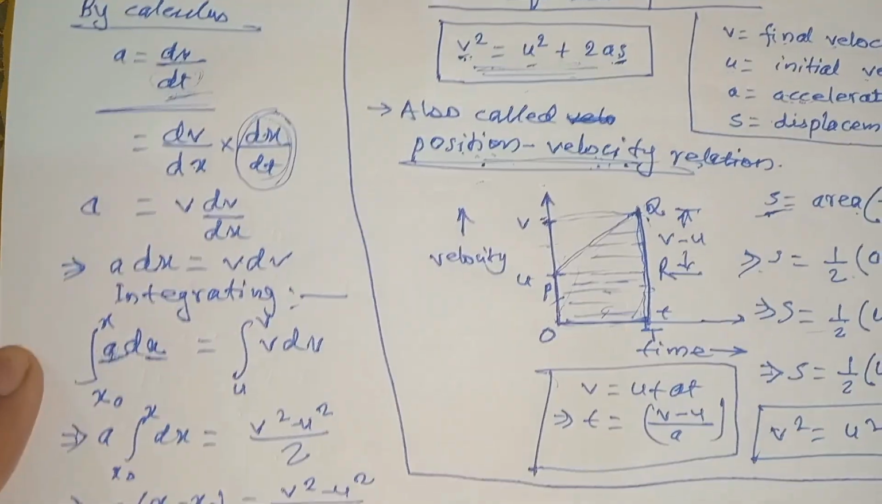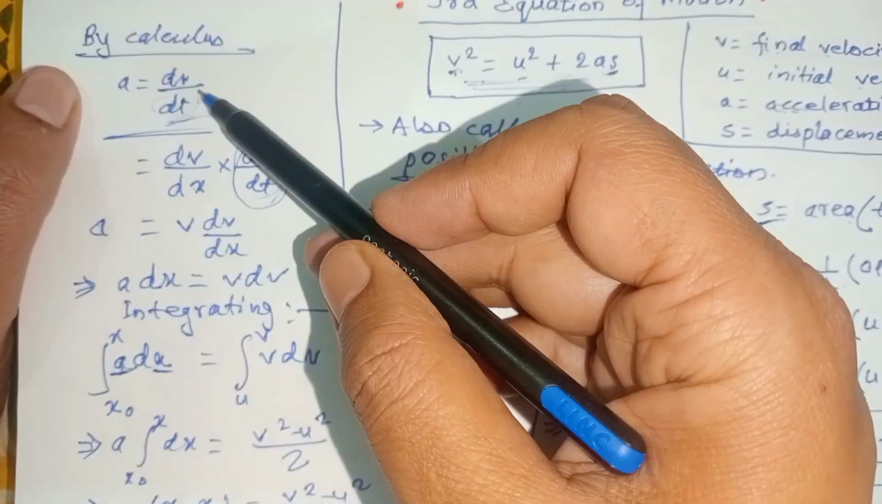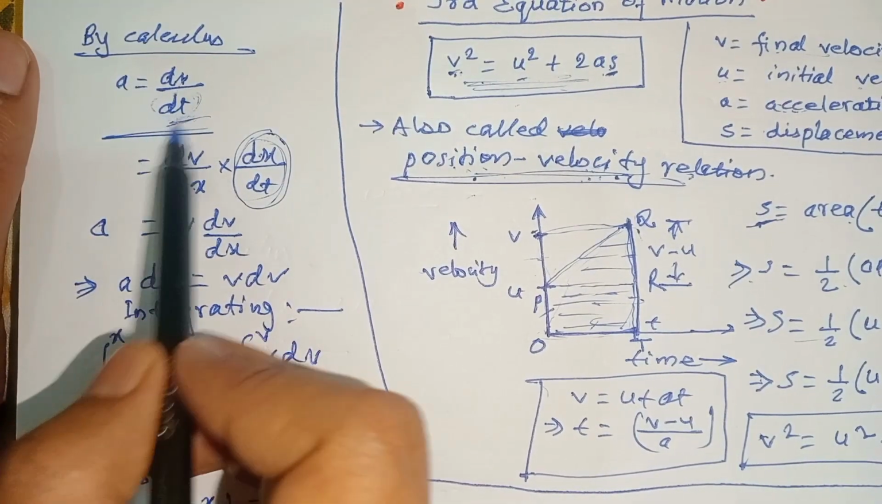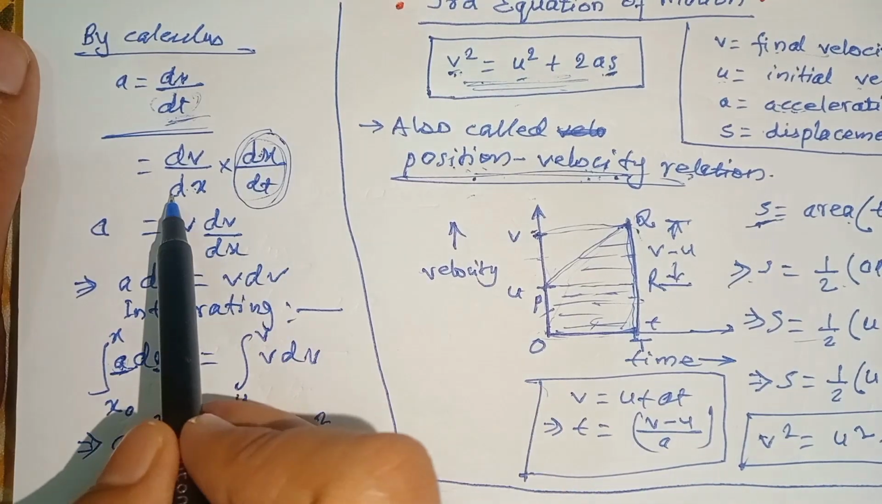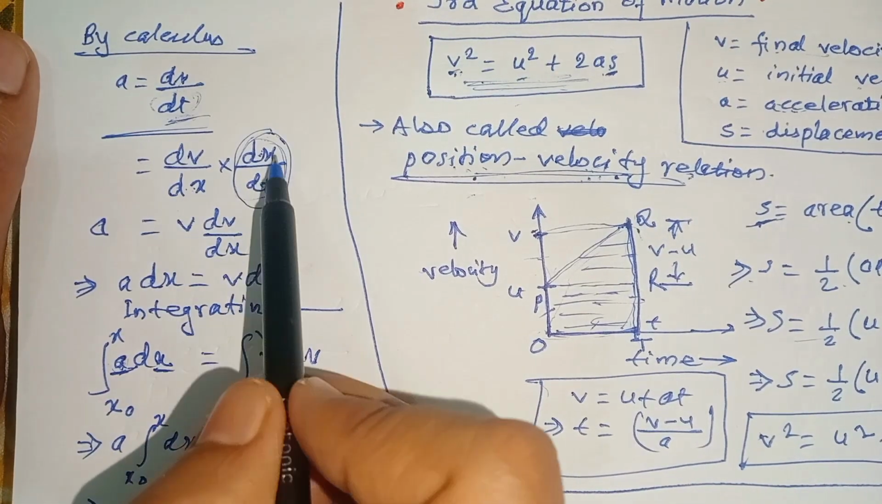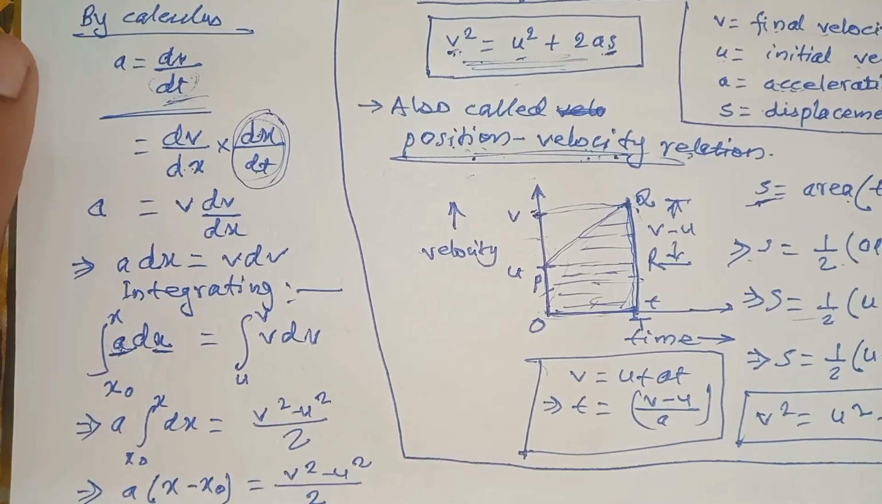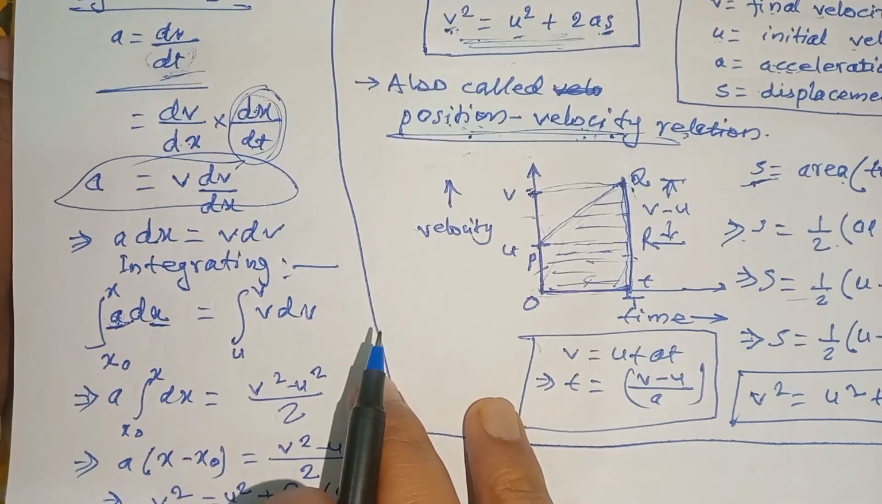So what we did here: we simply wrote the formula. We already know acceleration equals dv by dt, and we have to drop the t term. For dropping it, we multiplied dx in both numerator and denominator, and then dx by dt is put as v. Now there is no term of t here, so it is solved easily.